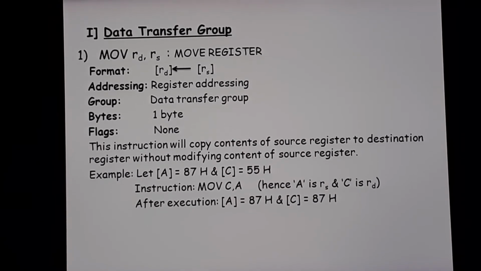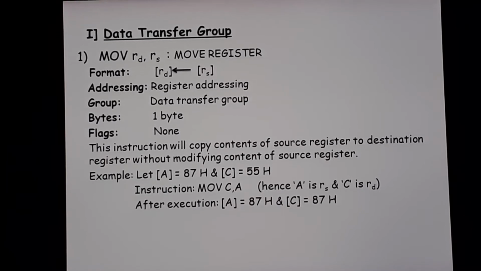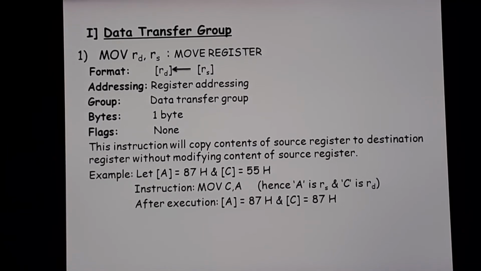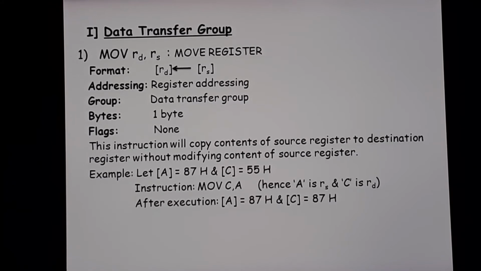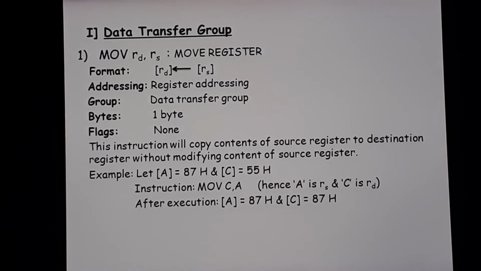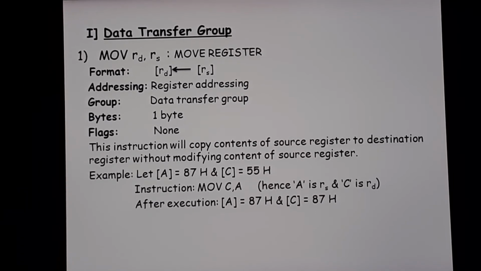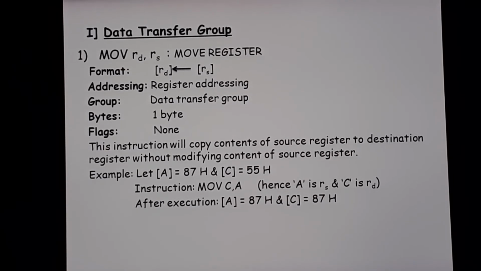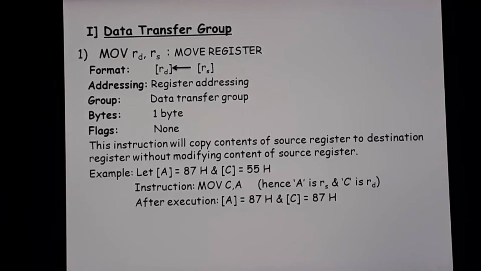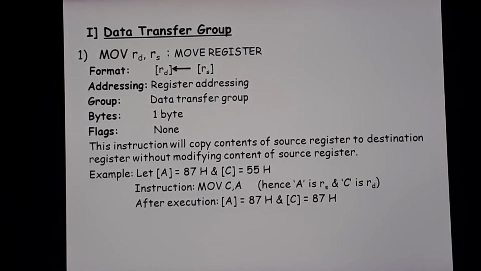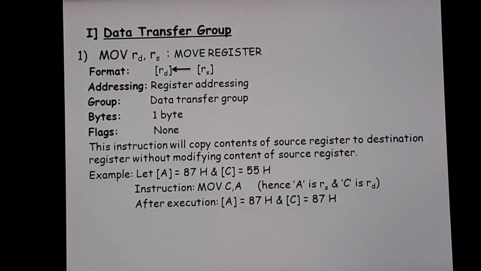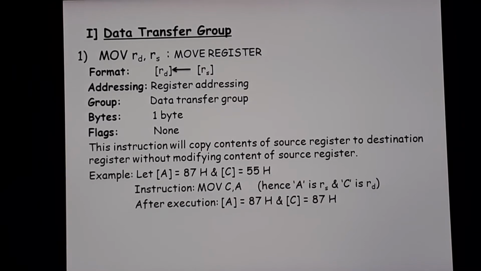So you need to mention these 5 things before writing the comment. The comment is nothing but the description of that particular instruction. Number 1 was format, number 2 is addressing mode, number 3 is group, number 4 is bytes, and number 5 is flags of this instruction. In the viva they might ask you what is the addressing mode of the MOV RD, RS instruction, or how many bytes is this instruction, so you need to answer that question.